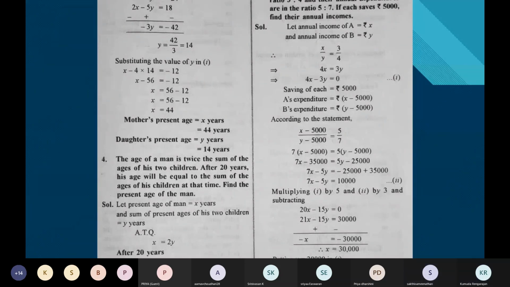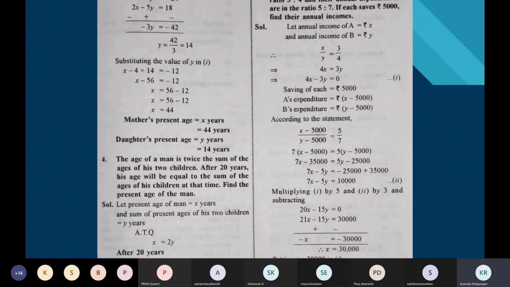No, from where are you getting 2y? I'm sorry, ma'am. Y, ma'am. Yeah, what is the sum? See, there are two children. We have not assumed their individual ages. Whatever be their individual ages, the sum of their ages is y. With the information in the question, we cannot find the individual ages of the two children. Their sum is y.